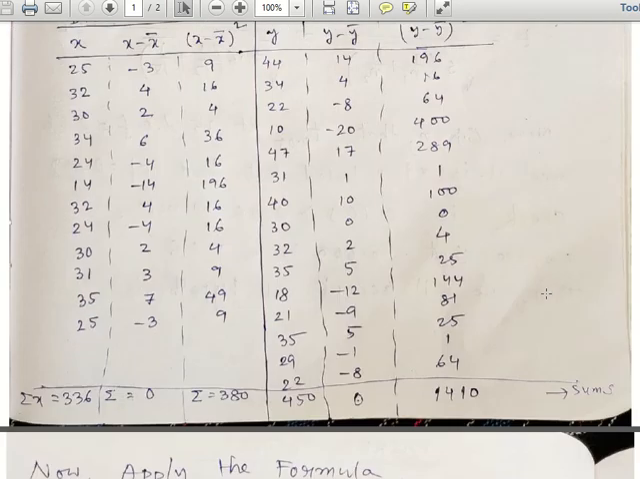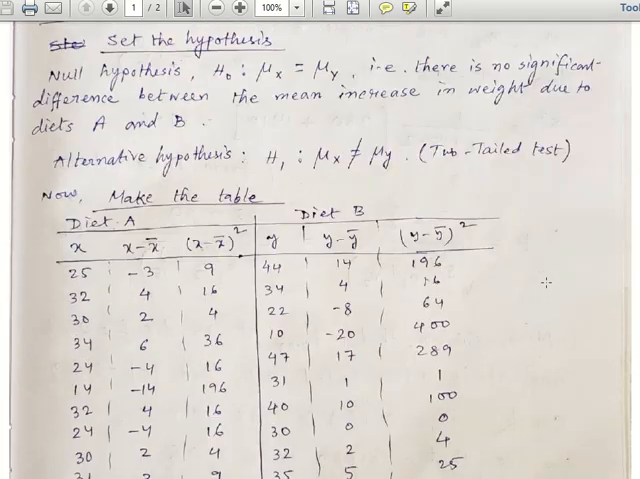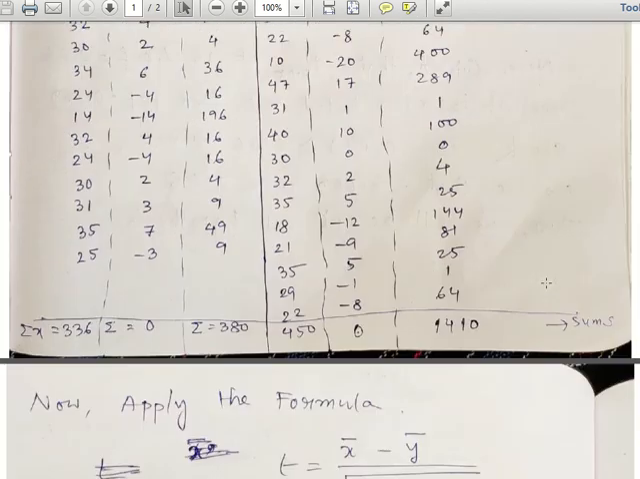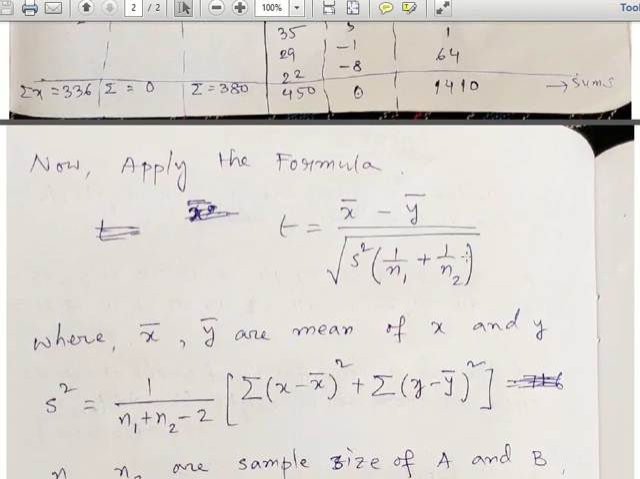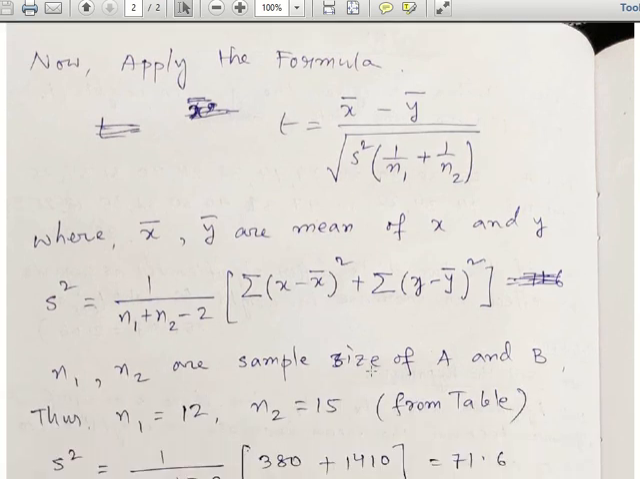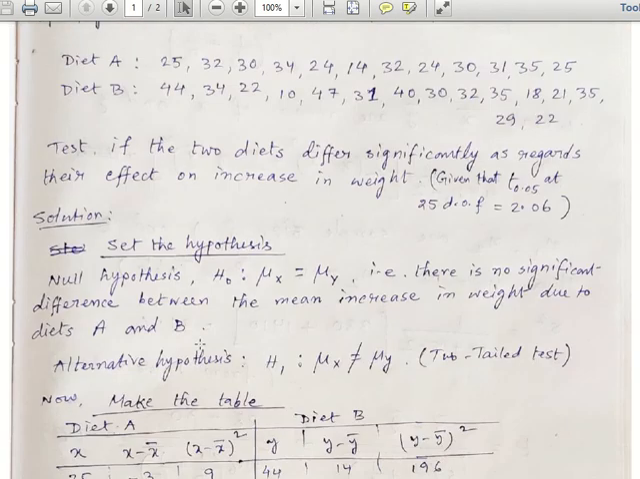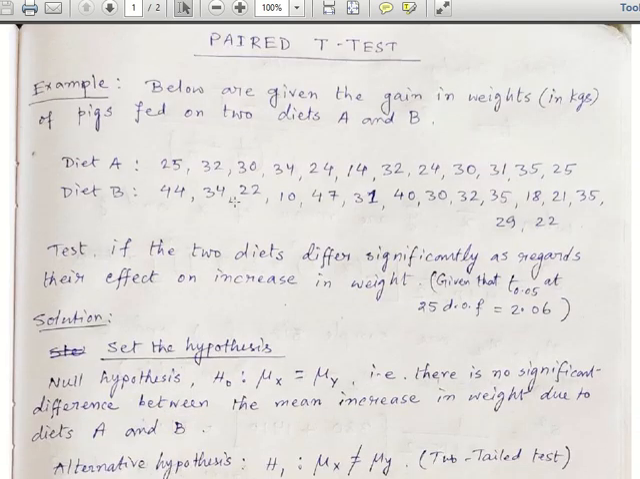Now you just need to remember the statistic. So what is our statistic? This is our statistic formula: x bar minus y bar divided by the square root of a square into 1 by n1 plus 1 by n2. And what is a square? A square is this, the summation of x minus x bar whole square, and so on. What is n1? n1 means the number of observations in diet A.